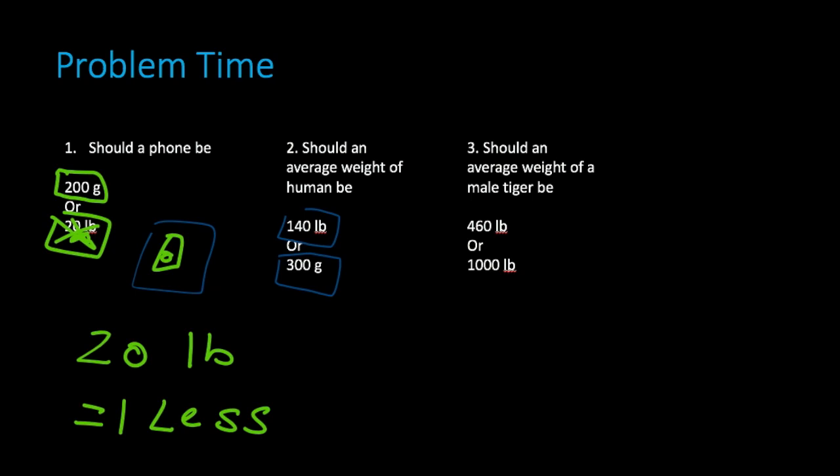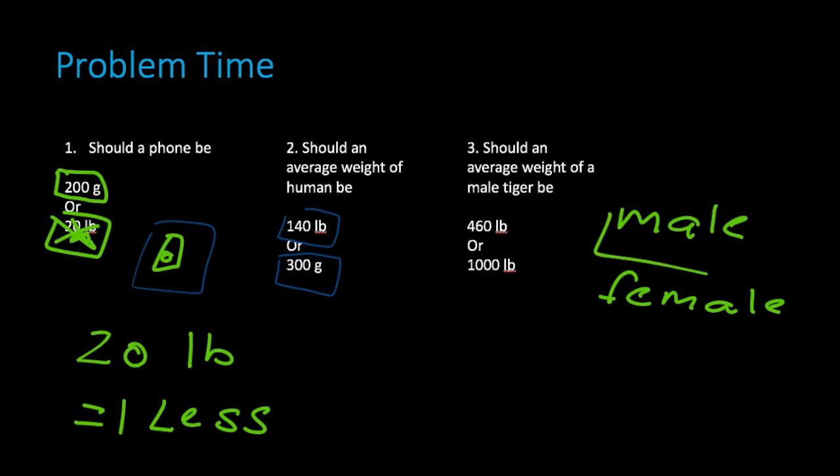So, the average weight of a male tiger. You want to make sure that you remember it's a male tiger, because male and female tigers' average weights are a little different. And I put male tiger so some of you won't get confused and think this guy's doing it wrong. So should the average weight of a male tiger be 400 pounds or 1,000 pounds? Now, 1,000 pounds is way too big. That's even bigger than a dinosaur, and dinosaurs are bigger than tigers. So our answer here would be 460.